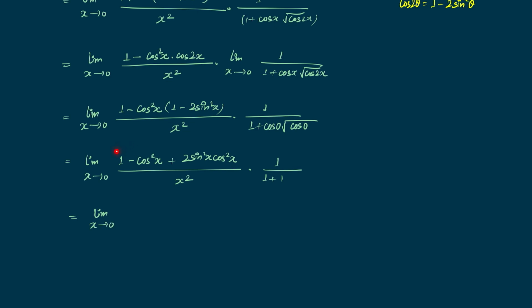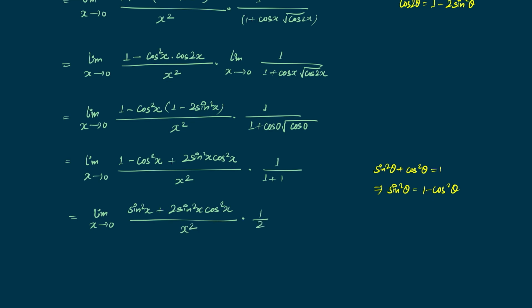Now here, these two terms, 1 minus cos square x, can be written as sin square x, because we have a relation: sin square theta plus cos square theta equals 1. So from here, sin square theta will always be equal to 1 minus cos square theta, so I am using this relation, plus 2 sin square x cos square x by x square into 1 by 2.